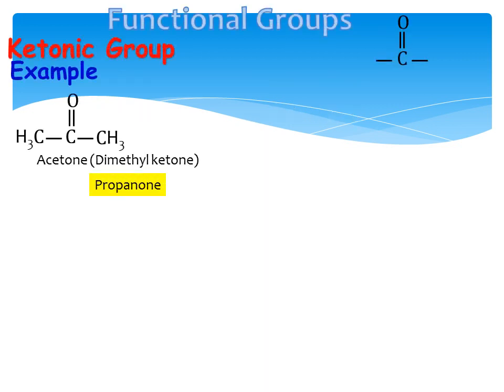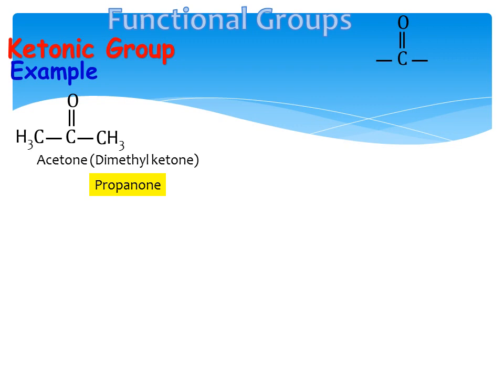In the ketonic group, take the example where on both sides you have the smallest R, which is a methyl group on either side. So the naming is exactly the same because both R groups are methyl groups. They are commonly called dimethyl ketone, or simply commonly known as acetone.